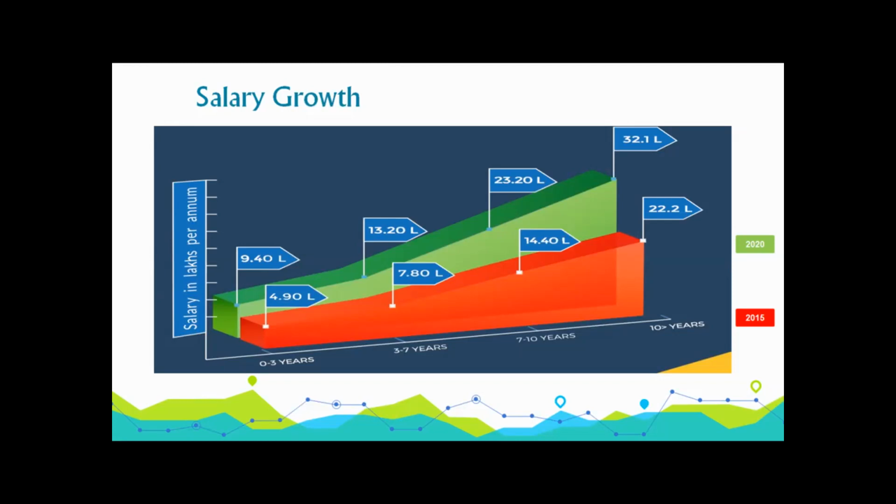In 7 to 10 years, the person was getting 14.40, but these days it's 23.20. But if this is 2020, it's given, but right now this is not less than 30. But if you have experience of 7 to 10 years, you can easily get 30.